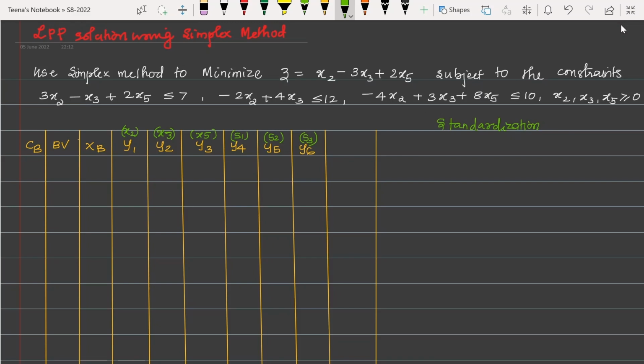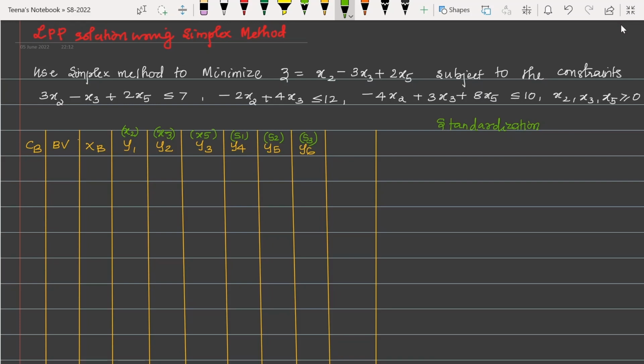So before starting with the standardization procedure, here we are given three variables x2, x3 and x5. Usually in all the problems we come across variables like x1, x2, x3 or y1, y2, y3 or x, y, z. So we are familiar with such a set of variables. But here we are given x2, x3, x5. There is no specialty to this particular problem because of the presence of x2, x3, x5. These are just three variables. Okay. So let us get into standardization.